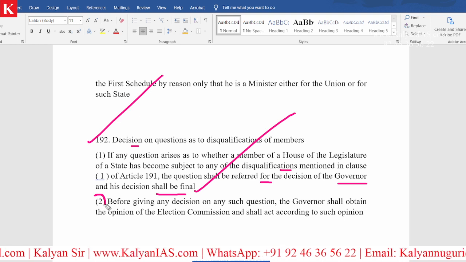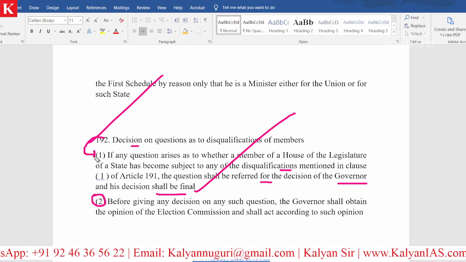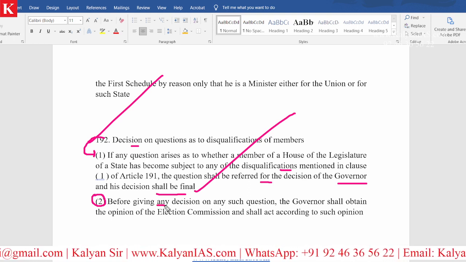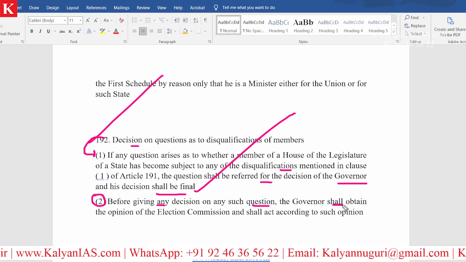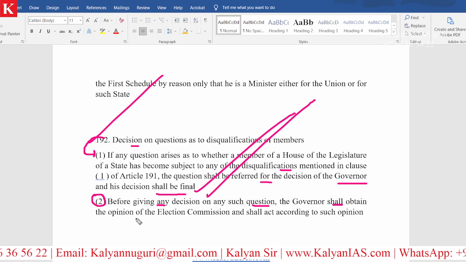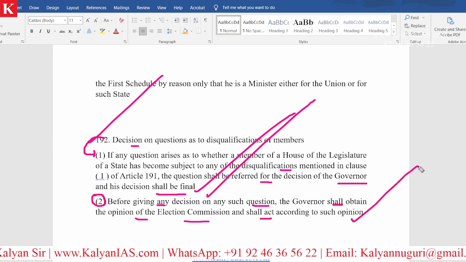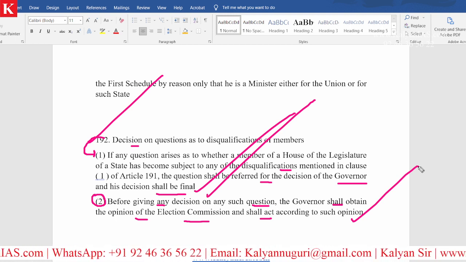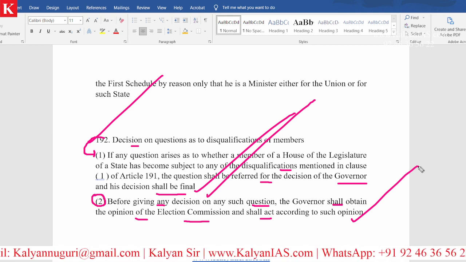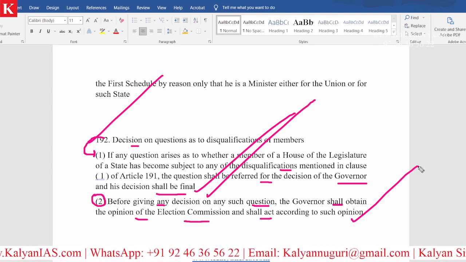Look at Article 192 Clause 2. Very important one. Article 192 clause 1 is mentioning that the decision of the governor shall be final. But Article 192 clause 2 is mentioning: before giving any decision on any such question, the governor shall, meaning compulsorily, obtain the opinion of the Election Commission and shall act according to such opinion. Very important, meaning without referring the matter to the Election Commission of India, the governor cannot take a decision. Only after obtaining the opinion of the Election Commission, whatever decision is taken by the governor shall be final.